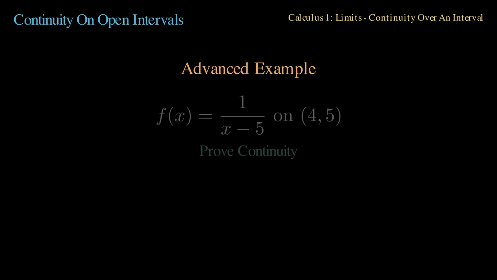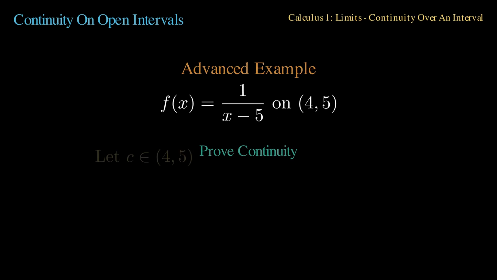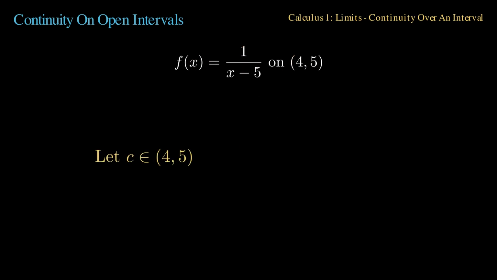Now, let's consider an advanced problem. Show that the function f of x equals 1 over x minus 5 is continuous on the open interval from 4 to 5. To check continuity, we pick a point c in the interval. Since c is between 4 and 5, f of c is defined.